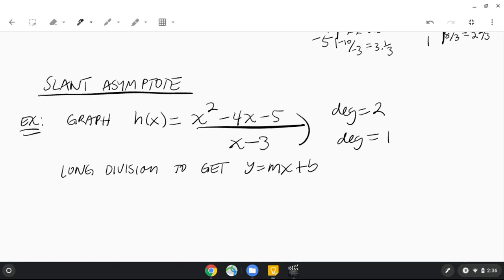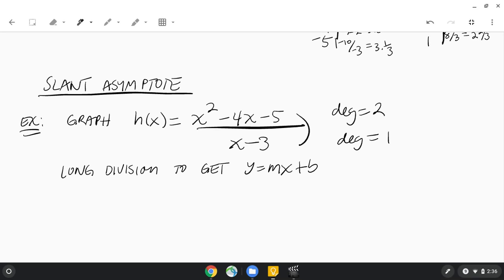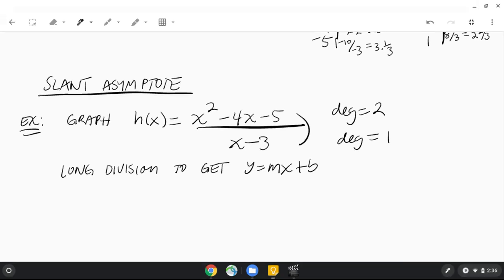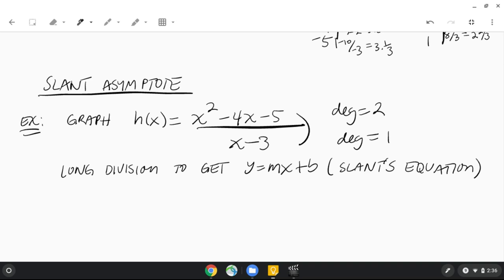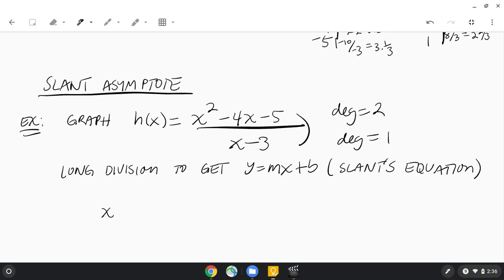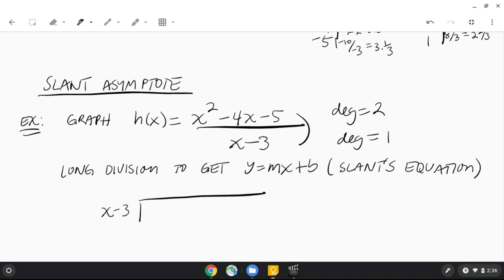This is our slant equation. Because we still have to graph that line, right? Okay. All right. So let's go ahead and do that. x minus 3 and x squared minus 4x minus 5.